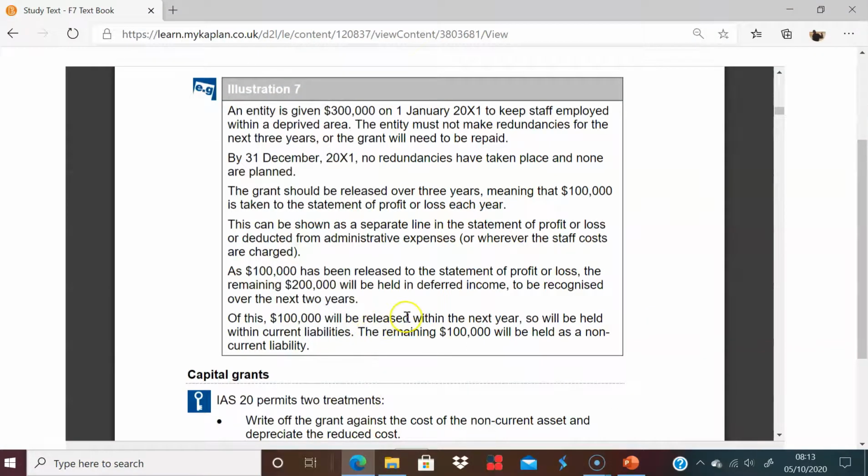This can be shown as a separate line, or deducted from admin expense. It's up to you. As 100,000 will be released to the statement of profit or loss, the remaining 200,000 will remain in deferred income over the 2 years. And of course, classification of this 100,000 will be within current liabilities, and the other between non-current.